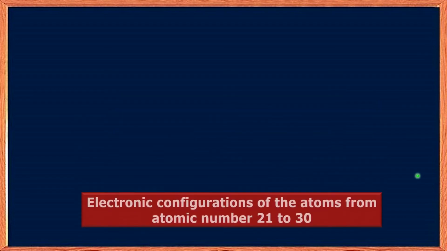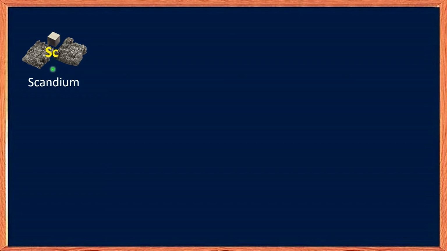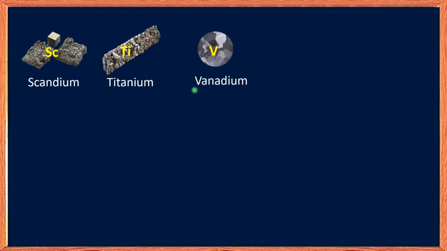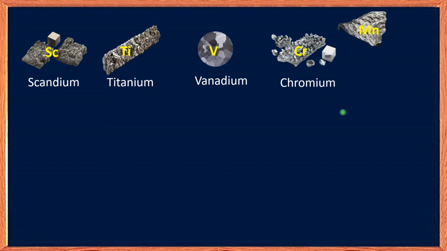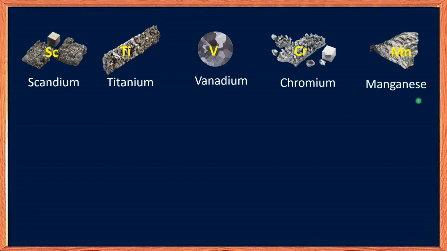See here, Scandium Sc, Titanium Ti, Vanadium V, Chromium, its symbol is Cr, Manganese Mn, Iron Fe. The Latin name of iron is ferrum. Its symbol was derived from its Latin name.